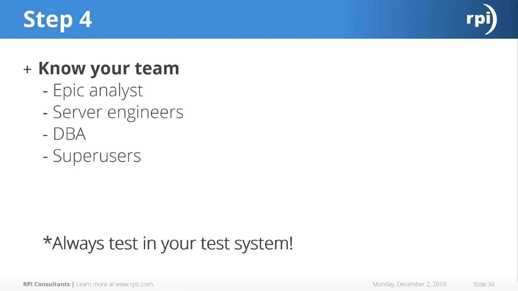Step 4 is knowing your team. So when I say this, you really should know who from Epic you're working with, your analyst, if you have a certain HIM group, Epic Care Link group, Resolute, Prelude, whatever Epic analysts are part of this upgrade, you should really know who you need to go to if something's not working. If the server engineers are part of the upgrade, again, know who they are in case you need any assistance, any DBAs, and then of course the super users.